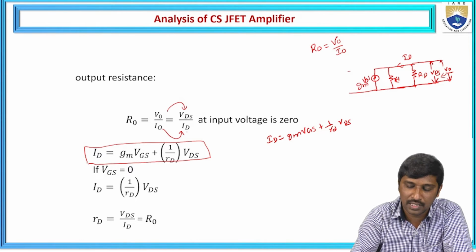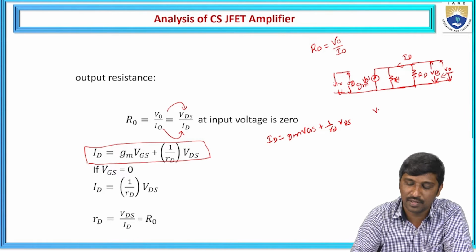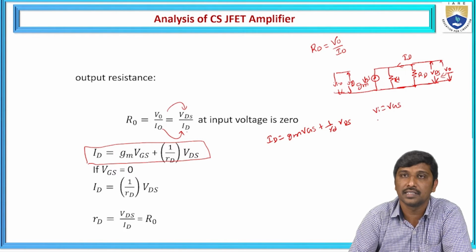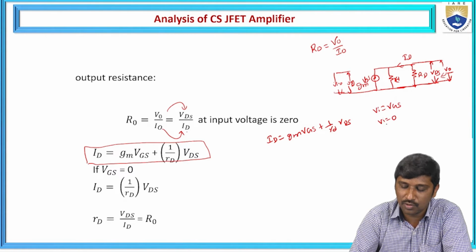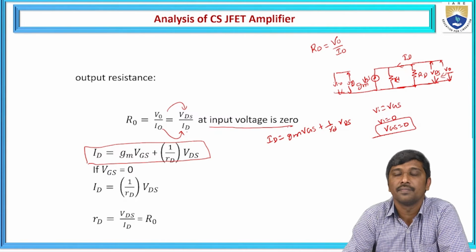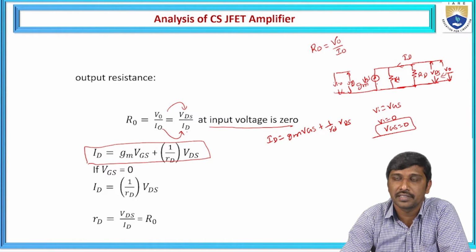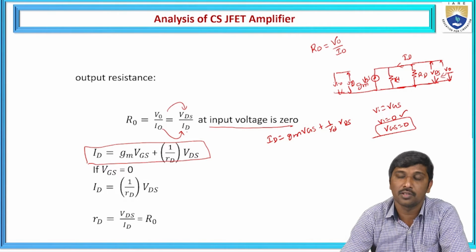Considering the input side, Vi is 0. From the circuit we know that Vi is equal to VGS. Hence, if Vi is equal to 0, VGS also becomes 0. So we maintain the input voltage as 0, or constant. From this small signal model, we take Vi as exactly equal to VGS, and hence we consider the input voltage as 0.